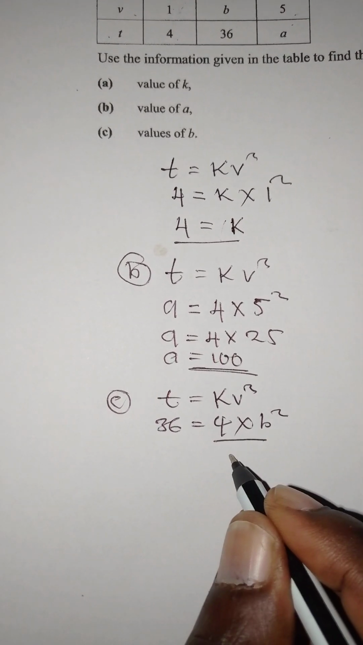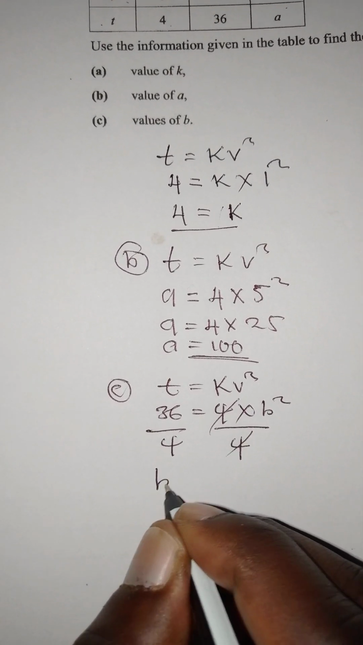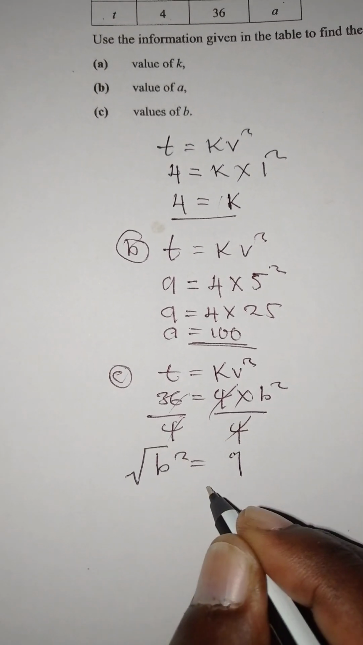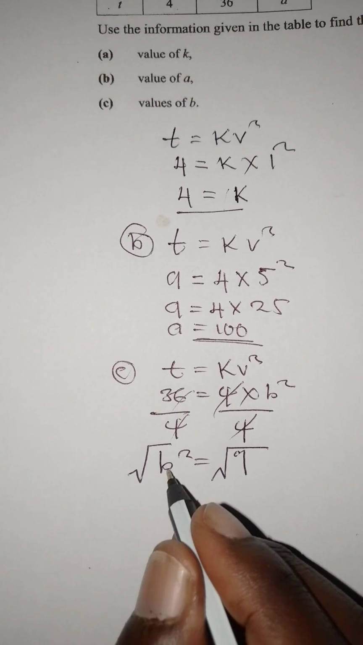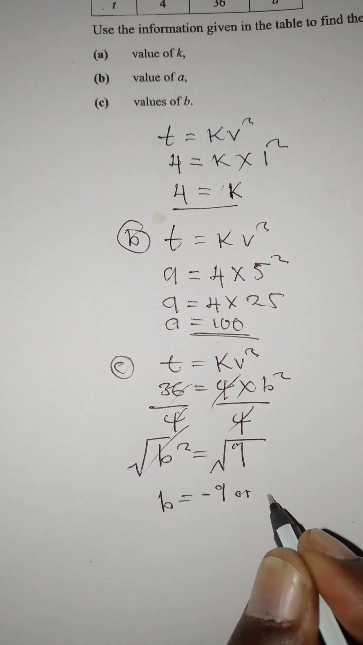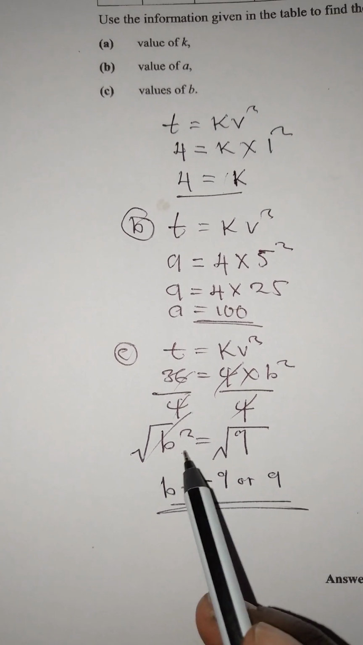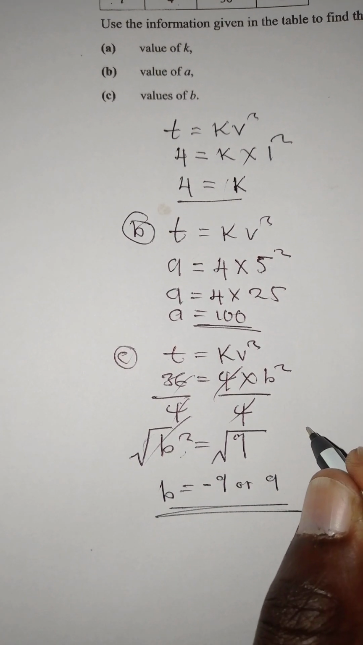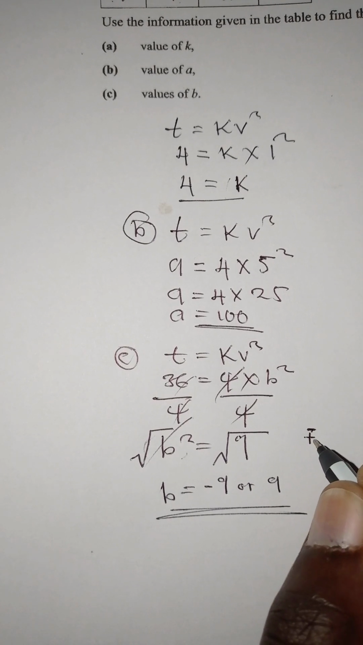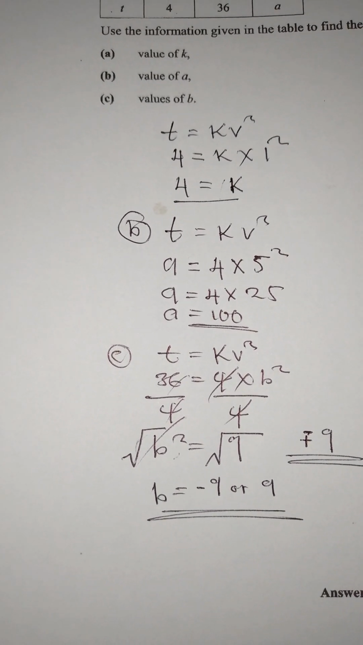Here we divide by 4 and here we divide by 4. We just remain with B squared is equivalent to 36 divided by 4, giving us 9. Hence we introduce square roots on both sides. Hence B was just equivalent to -9 or +9. That is why they said find the values, because once we introduce the square root, an answer can be negative or positive 9. You see, these were the solutions.